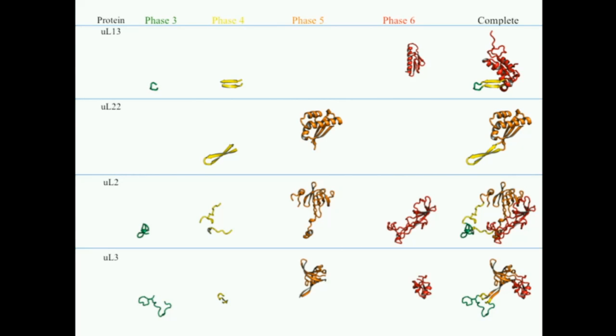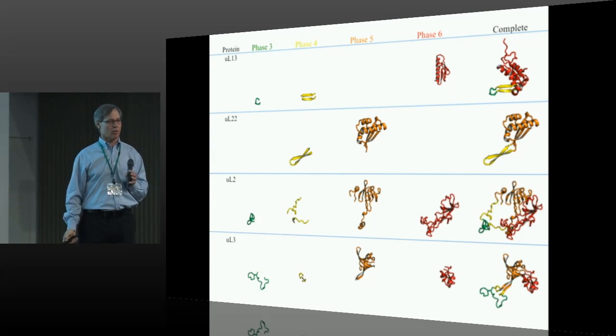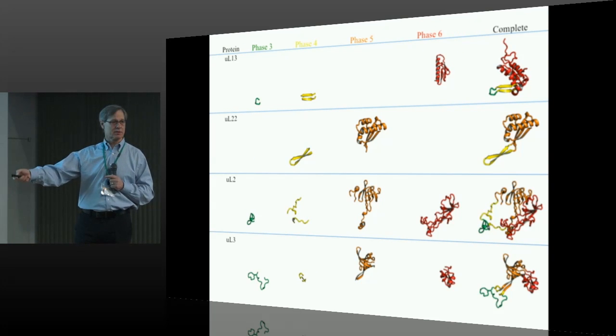There's a lot of them. We have a lot of data here. And in what we call phase 3, the earliest phase where we see protein, the actual core of the ribosome itself has essentially no protein. So when protein starts to show up in phase 3, it's never folded. There are no alpha helices, no beta sheets, no hydrophobic cores, nothing like that. It just looks like that.